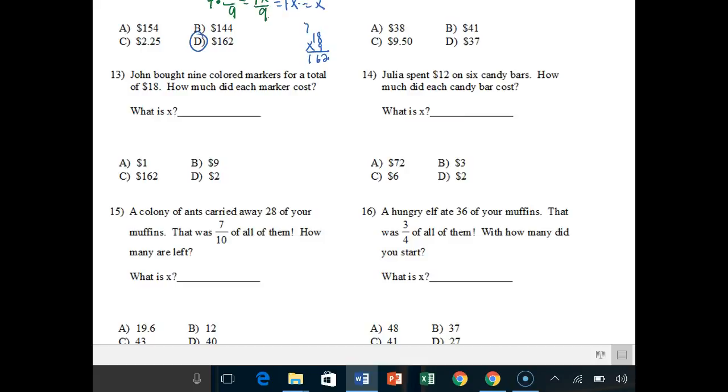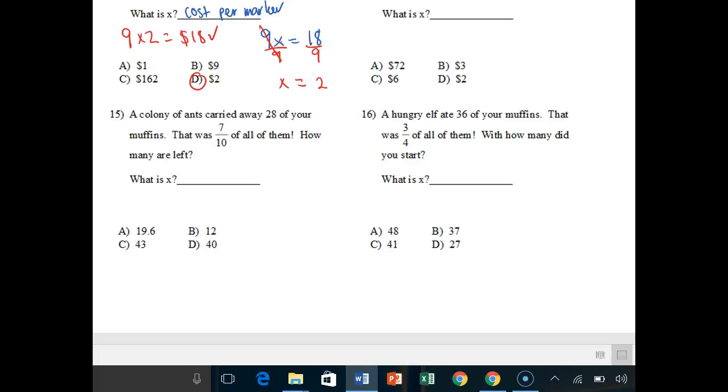13. John bought 9 colored markers for a total of $18. What did each marker cost? So cost per marker is X, right? He bought 9 of them times X would give him his total of $18. So again, we have 9 times X. We're not going to add 9 or subtract 9 on both sides. This means multiplication, so we divide by 9. So I get X is equal to 18 divided by 9, which is $2. And that makes sense because if I buy 9 markers for $2 each, I should end up paying $18. Good way to check. I'd pause and do number 14.